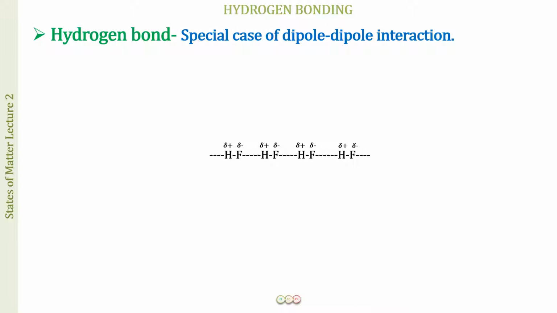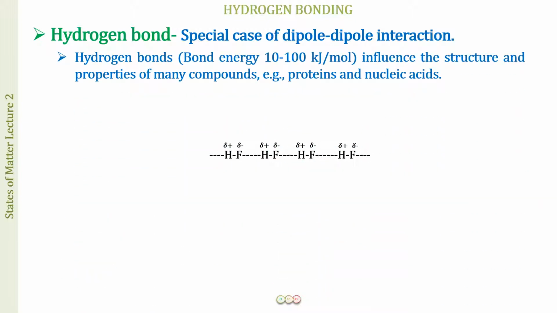We will be talking in detail about this bond because this is very important for us. We will have so many examples of hydrogen bonding when we study inorganic chemistry and organic chemistry. So I will be putting up a complete lecture on hydrogen bonding, which will be the next lecture. Okay, so just briefly telling you over here, the hydrogen bond energy is 10 to 100 kilojoule per mole. This influences the structure and the properties of many compounds like proteins and nucleic acids, and these are not the only ones that we have. You will be seeing, as I told you, many examples in organic and inorganic chemistry where we will have hydrogen bonding. Okay.